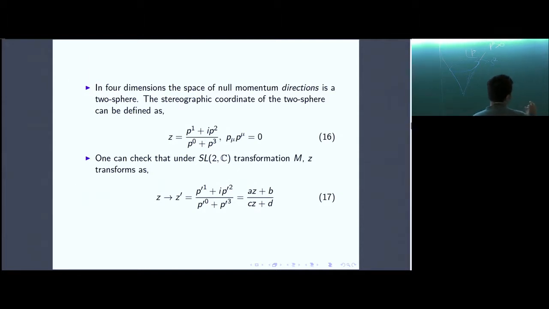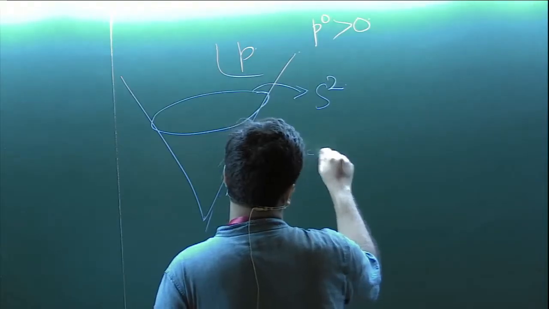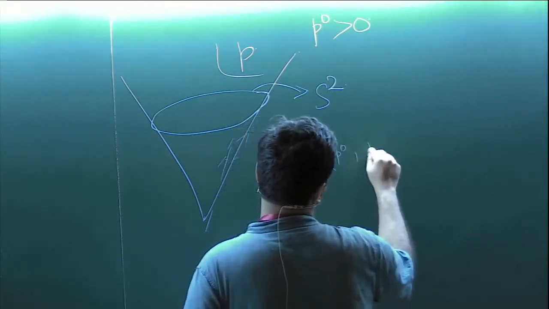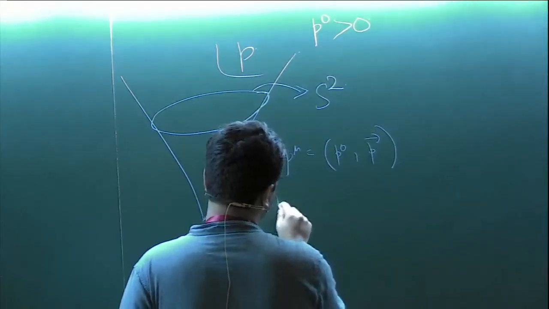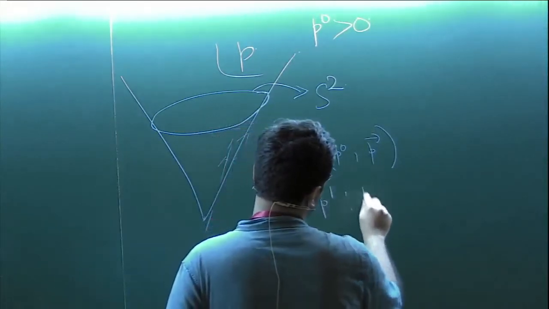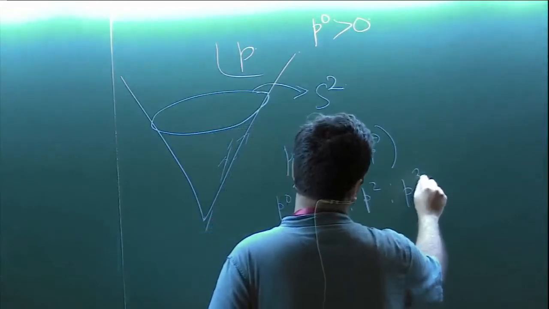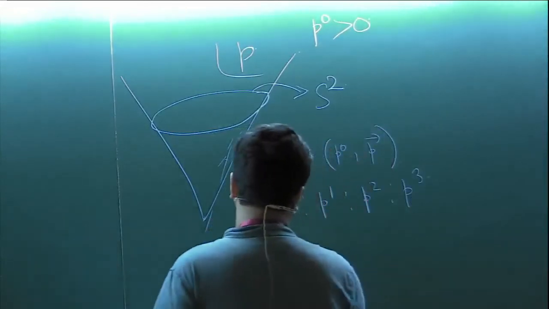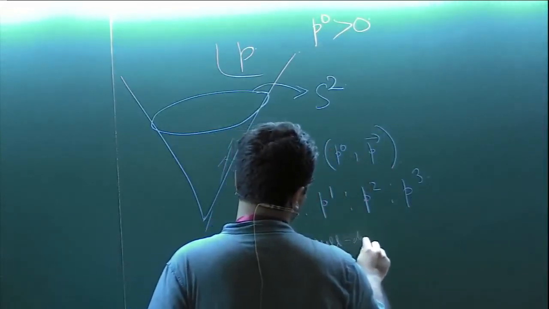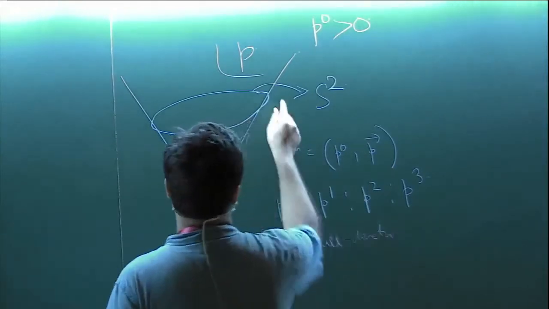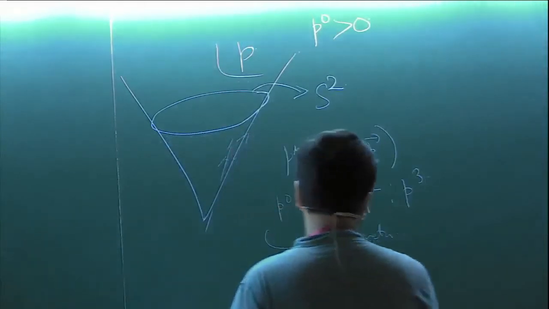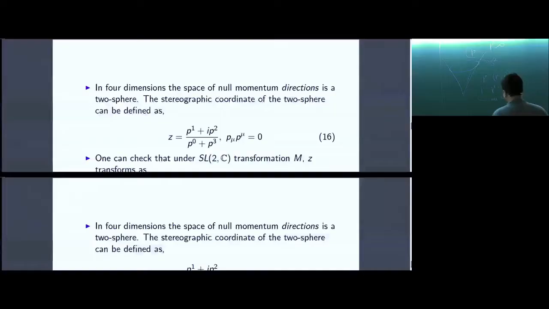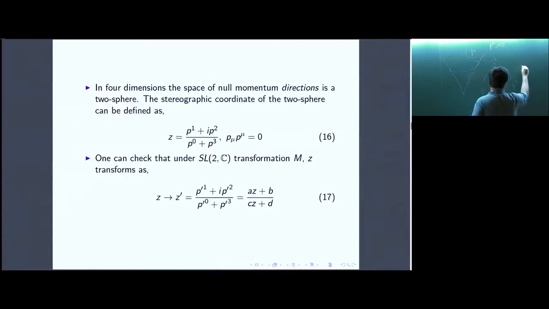If you don't look at the magnitude of the vector, and I write p mu as some p0 and p, then the space of null directions is given by these ratios. These ratios give you a particular null direction. You can just see from this picture that this essentially gives you the S2. And p is of course null, and that's why you get an S2.